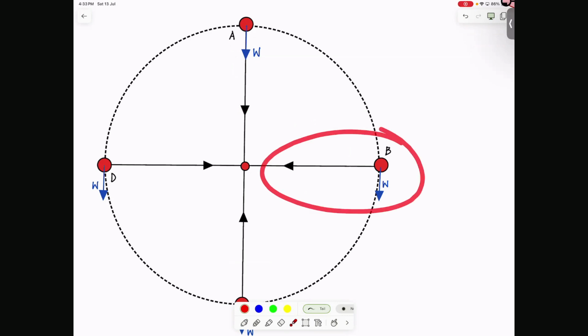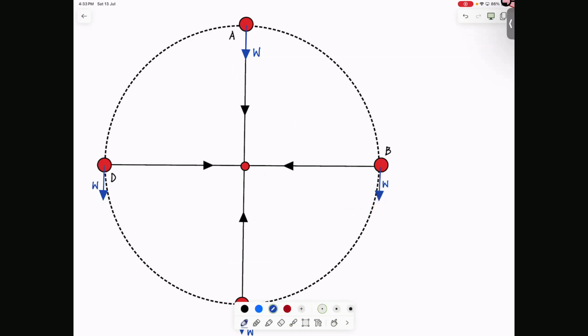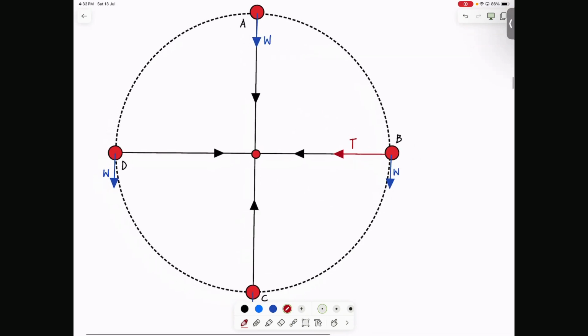But what about here? Can this weight help you undergo circular motion? No. Why is that so? Because it's acting downwards, but you needed a force which way? Sideways. Any recommendation what might be able to provide force here? Tension. So you'll notice this rope suddenly has tension here, and T is acting this way. What about D as well? Can it sustain circular motion just using weight? No. Why? Because weight is acting downwards. I need a force acting which way?